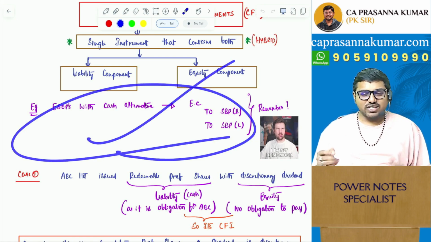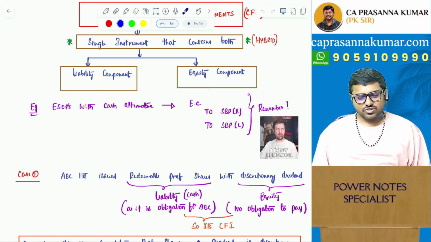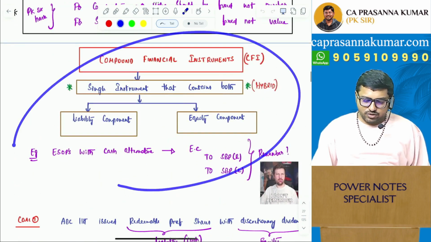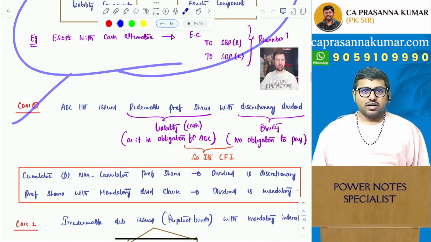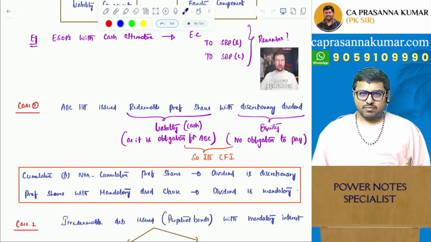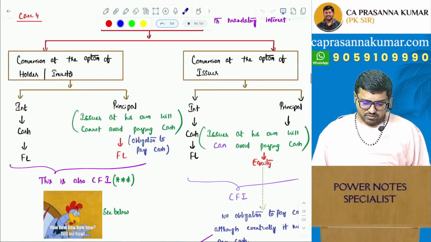Okay, so we have already seen the compound financial instrument. So it is not something that is altogether new for us. Okay, right. So now that you know the concept, let's try to learn the concept in depth through some examples. Okay, so we have got four cases.